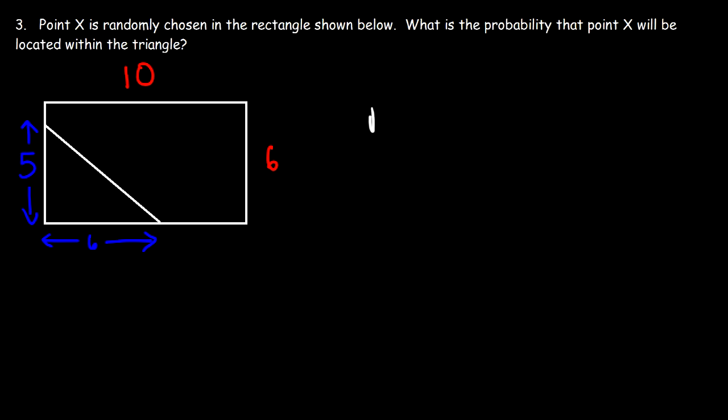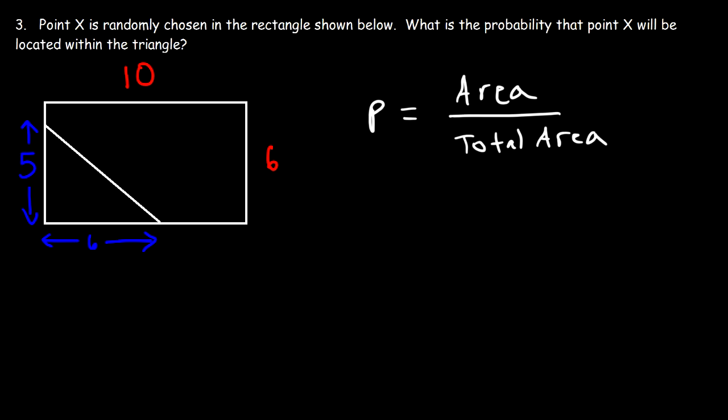So in this case, we have a two-dimensional object, so we need to deal with area. To find a probability, we need to find the area of where we want the point to be in, that's the triangle, and divide it by the total area, which is the only possible place point X can be, which is somewhere inside the rectangle. So basically, the probability is going to be the area of the triangle divided by the area of the rectangle.